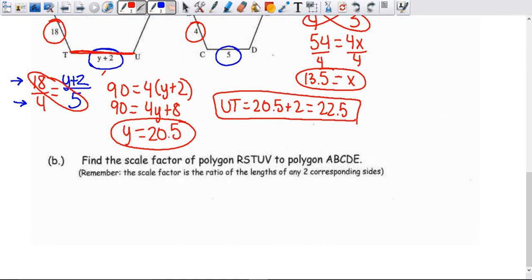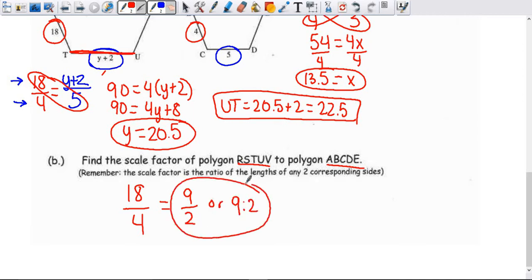So I want to pull a measure from RSTUV, which is 18, and pull the corresponding measure from ABCDE, which was 4. So it's what we've been using to do all these proportional parts, but I'm going to simplify this, which is 9 over 2, or 9:2, for our scale factor of RSTUV to polygon ABCDE.